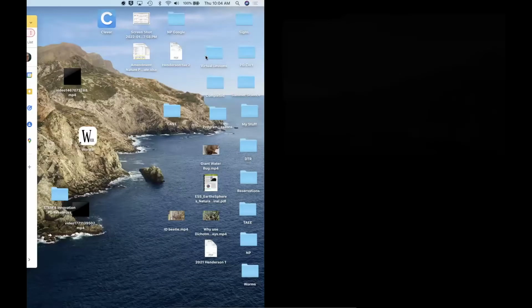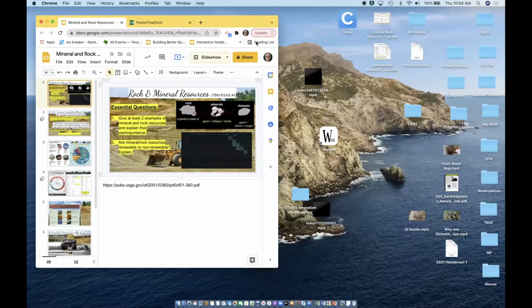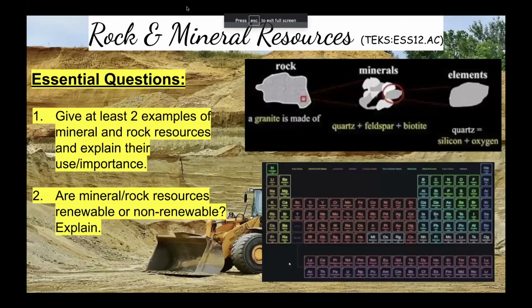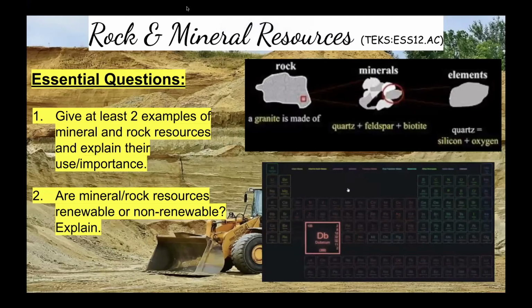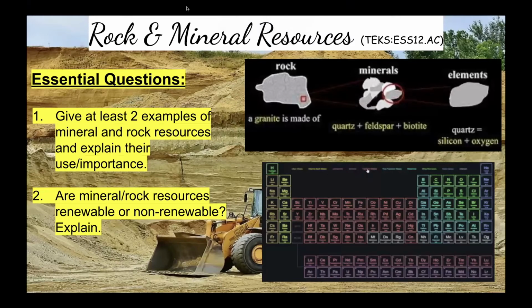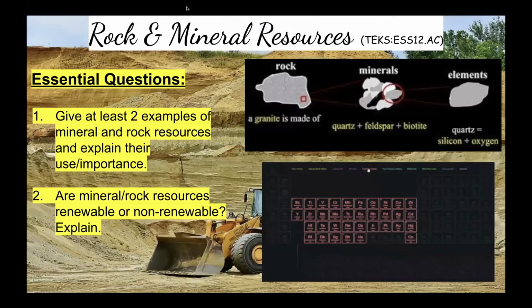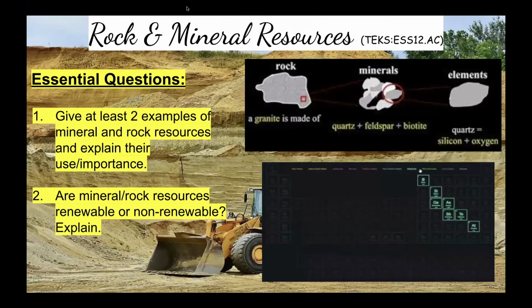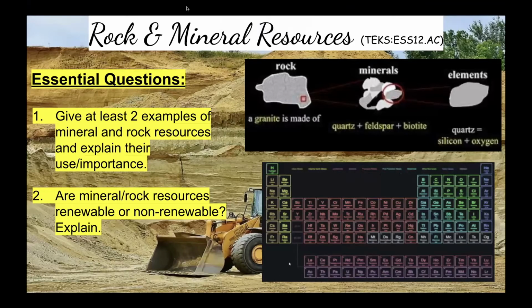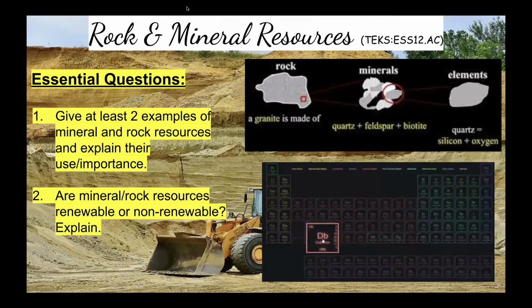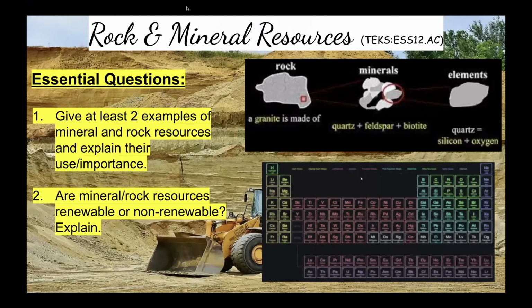So I'm going to go ahead and share my screen, and we'll start with our presentation. I do have a couple of questions I would like for you guys to keep in mind as we go through the presentation. The first is, at the end of this presentation, you should be able to give at least 2 examples of mineral and rock resources and explain their importance. And then 2, think about whether our mineral and rock resources are renewable or non-renewable, and then explain.